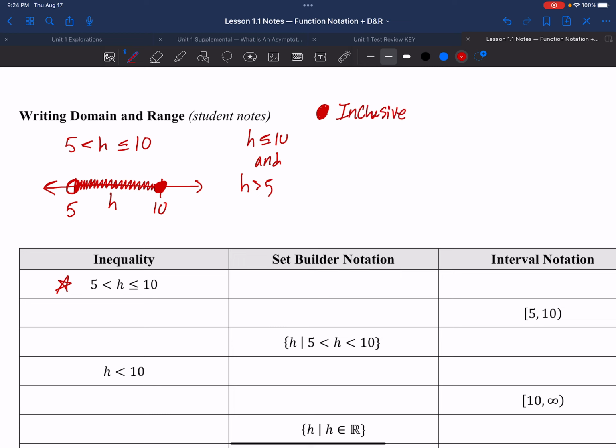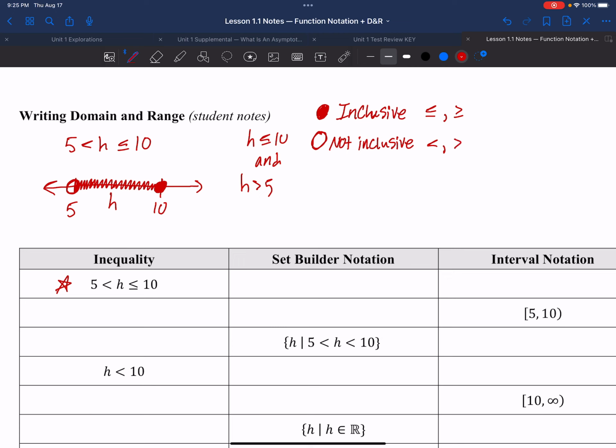Inclusive. So signs you're going to see are less than or equal to or greater than or equal to. If it's equal, that means it's part of it. Equal means is, right? So it's part of the set. An open circle, like so, we're going to call this not inclusive. Okay? And that's going to be signs like strictly less than, strictly greater than.